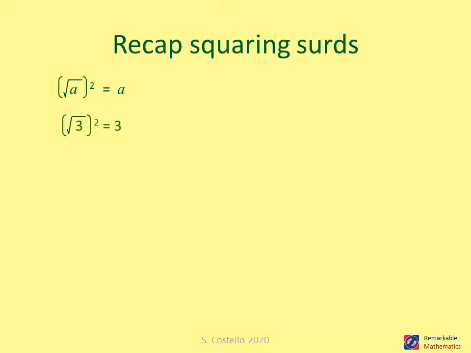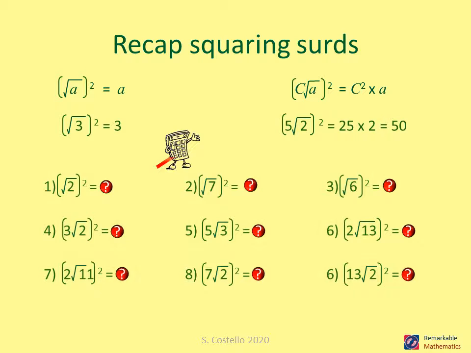So look at some numbers here. Root 3 squared is 3. 5 root 2 squared is 5 squared, which is 25, times root 2 squared, which is 2. So 5 root 2 squared is 25 times 2 equals 50. Quickly go through these, pause the video, it shouldn't take you long, but we have to get a bit of practice in this before we move on to the next set of questions.